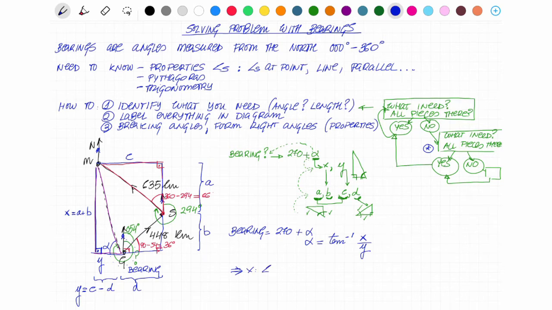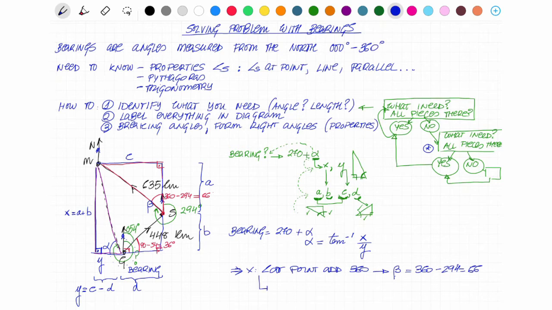Now for X, I'm going to justify everything. Angles at a point add to 360. That allows me to call this angle here beta. So I go, okay, then beta is 360 minus 294, which is 66. That gives me a couple of things.